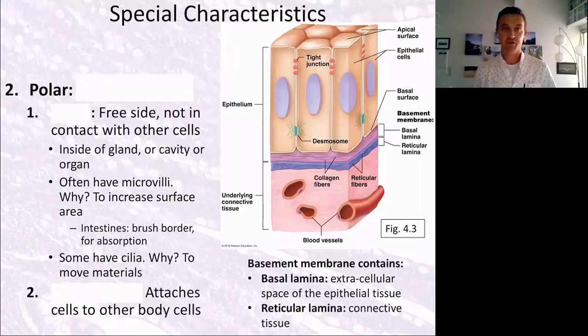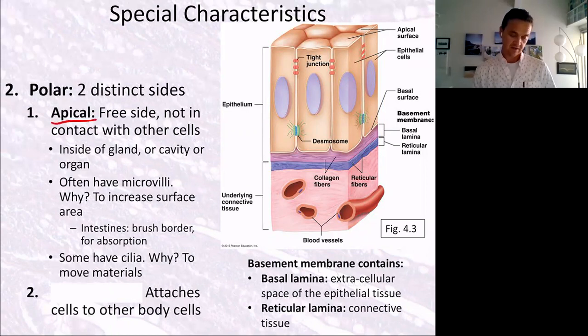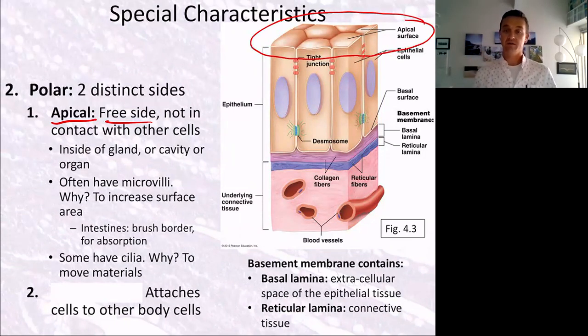Special characteristic number two of epithelial tissue: the cells are polar. That doesn't mean the same thing as a water molecule where it's positive on one side and negative on the other side, but it does mean that there are two distinct sides. One side looks very different than the other. The first side is called the apical side, also known as the free side. We see that up here. This is the side that's going to be inside of the cavity or the space that it's protecting. This is kind of on the outside. For example, this is the outside of our skin. This is the internal part of our digestive tract where the food is actually going through, and the inside of our respiratory tract where the air is going through.